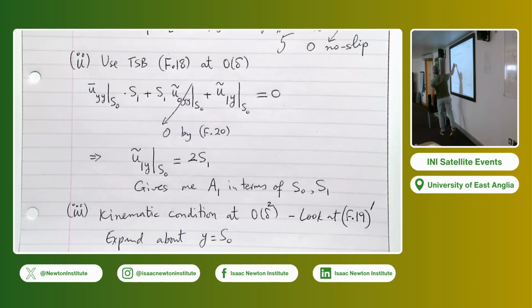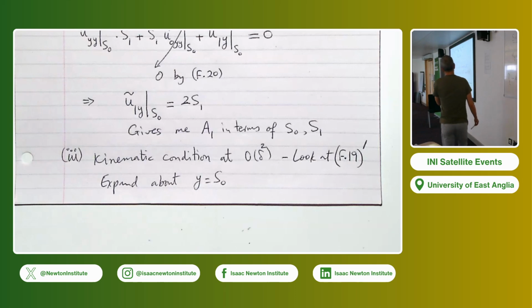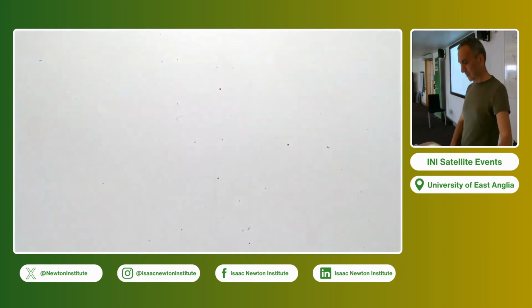Yeah, that's not 0 because it's a quadratic polynomial, right? The base flow. So that gives me a condition to find A1. Okay, so I can determine A1 in terms of what? In terms of S0 and S1. So I get that, right? Then I need to go to the kinematic boundary condition, but go to the next order again. So let's write that down and see what it looks like.